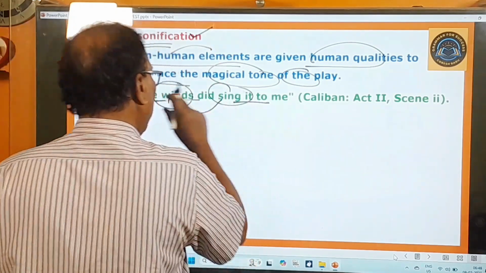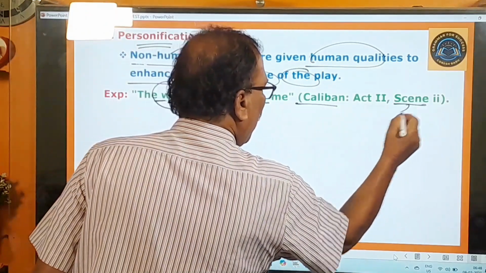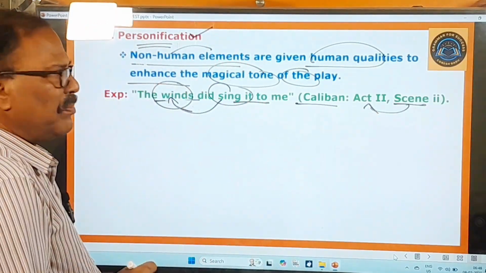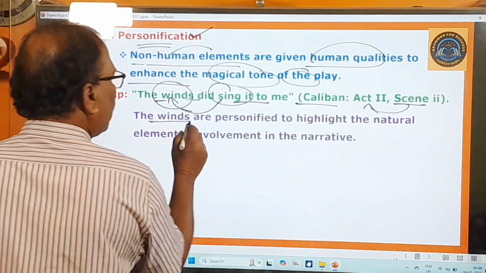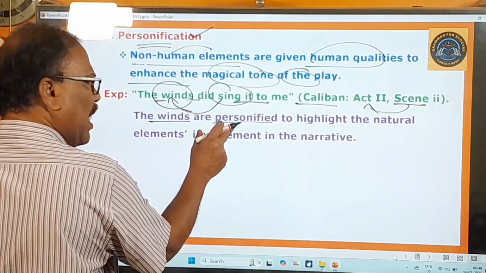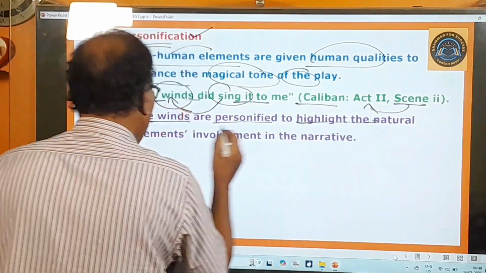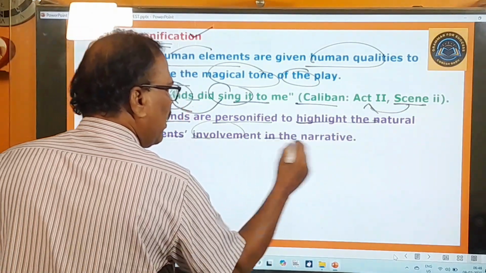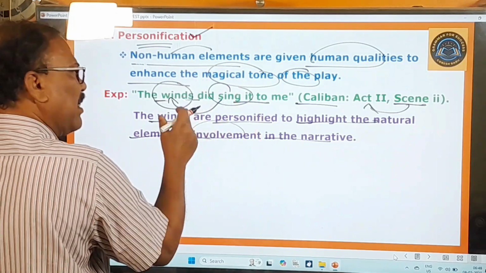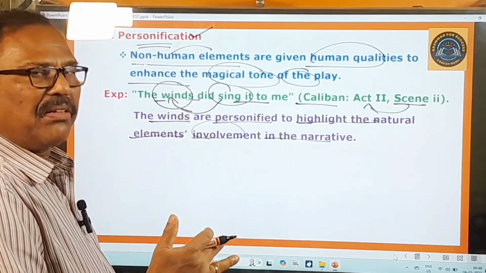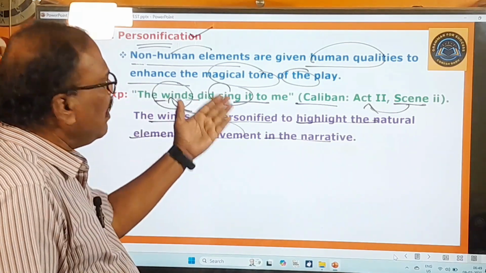So here, the winds did sing it to me. These words are spoken by Caliban in scene 2 of Act 2. Okay, right. And the winds are personified. Again, here clarification is given. The winds are personified to highlight the natural elements' involvement in the narrative. So here the winds are personified as if they had some life like the human beings. So here the winds are described as singing.